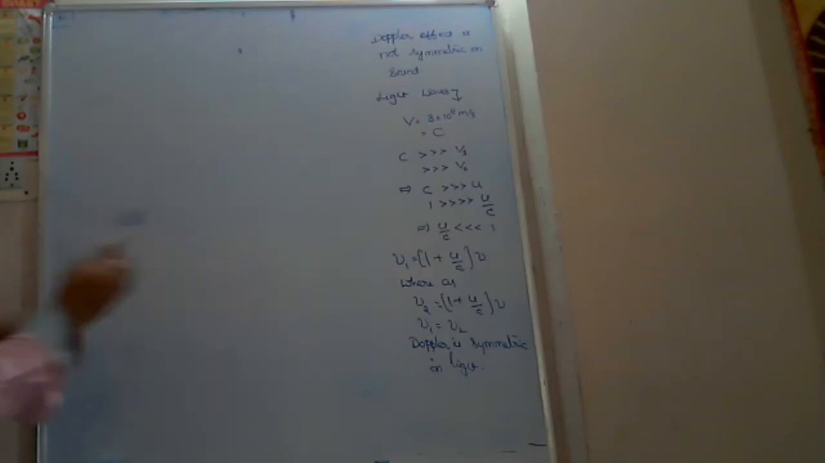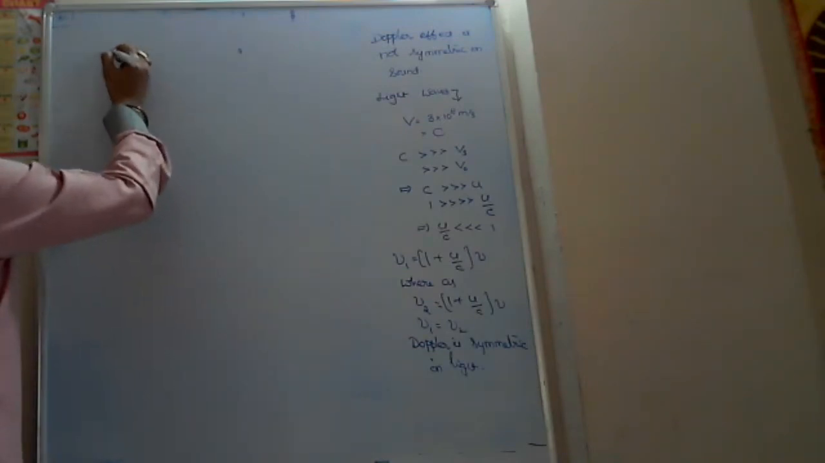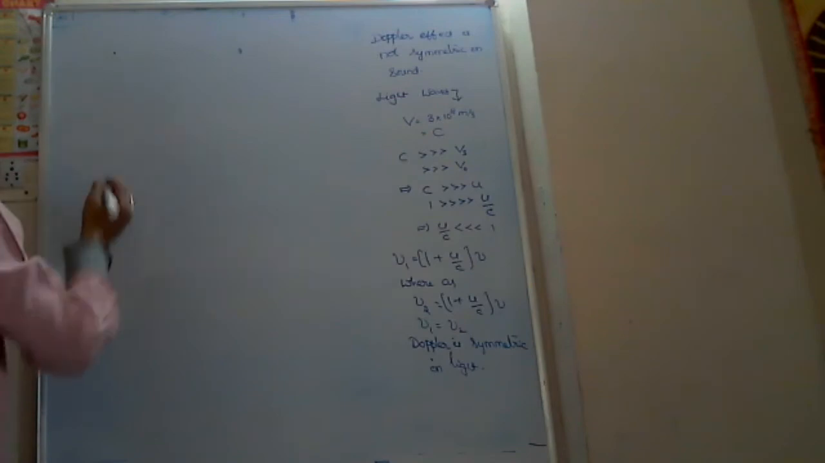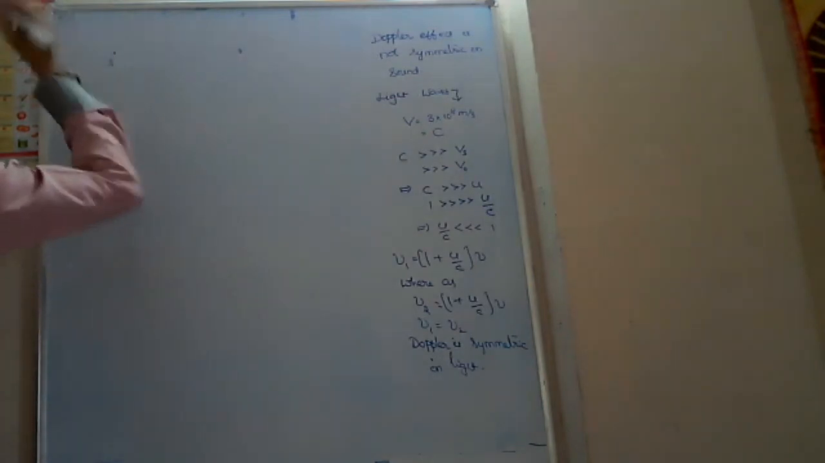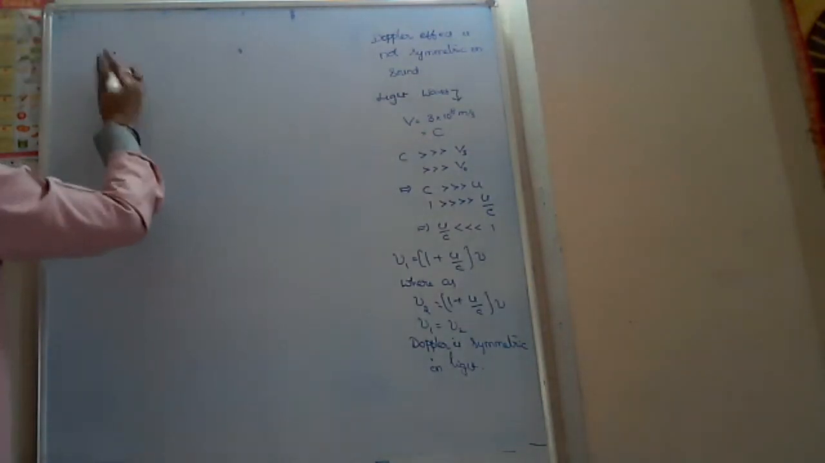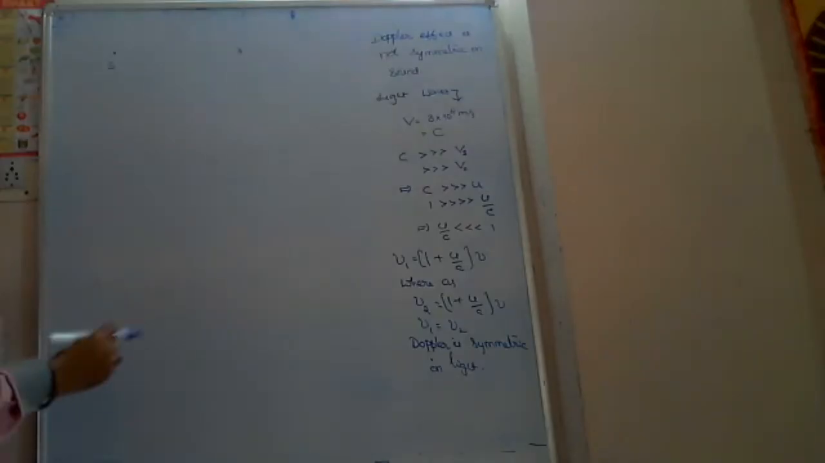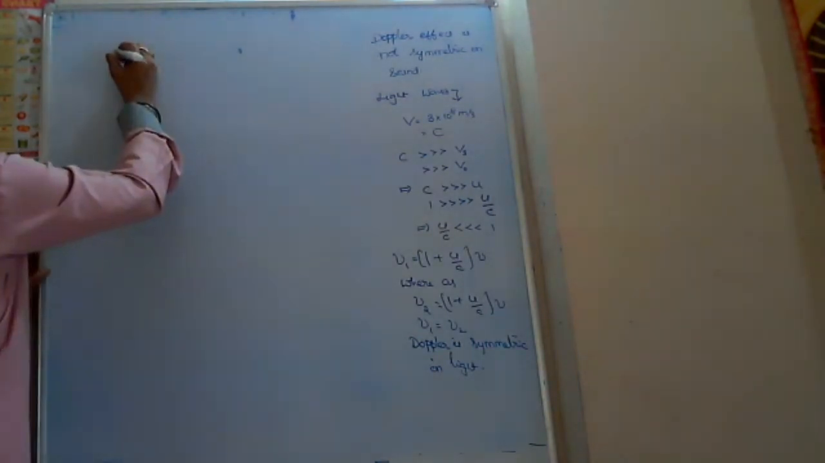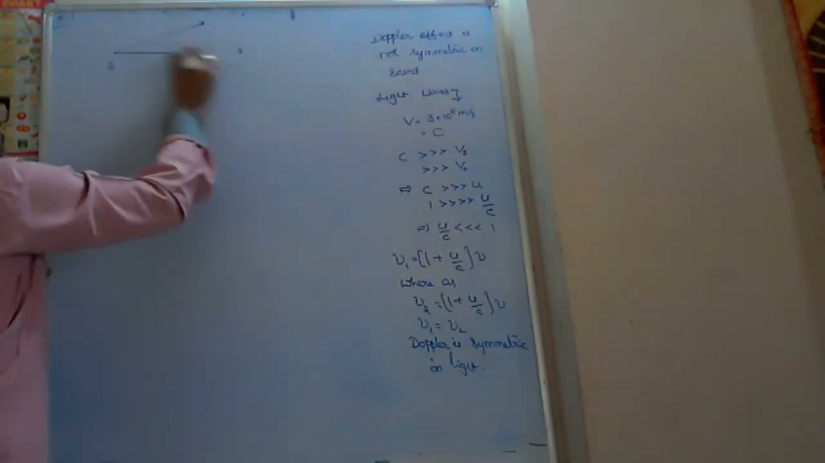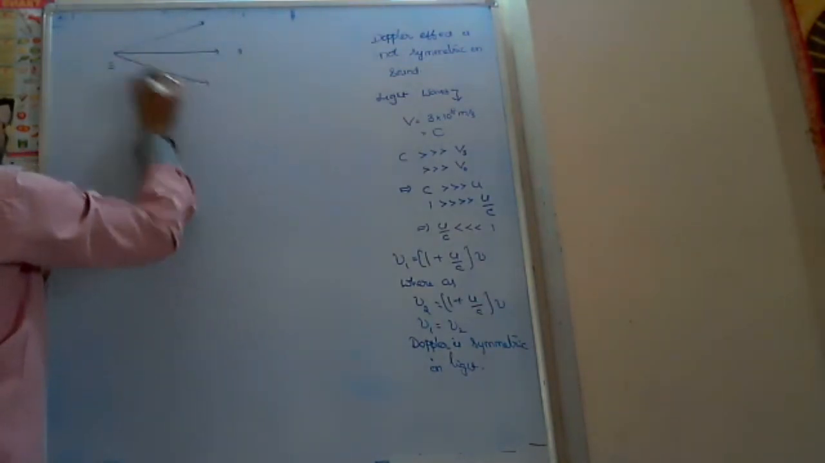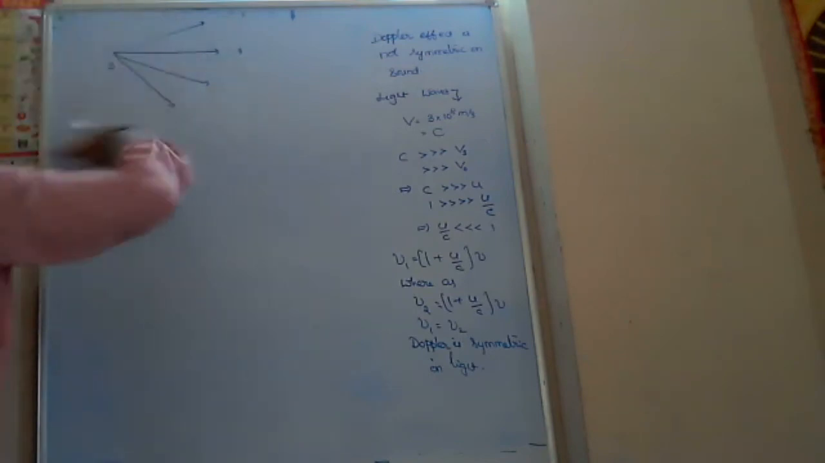Suppose you take a source here. That source obviously delivers the sound in all directions. Delivers the sound in all directions means we draw like this, in all directions, in three dimensions.